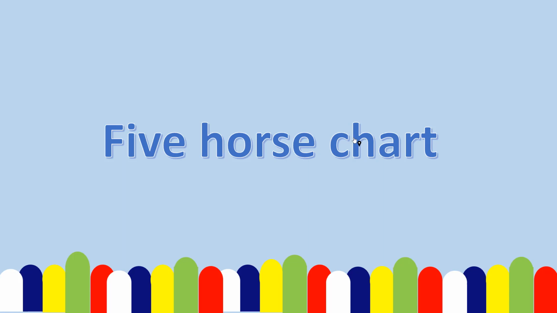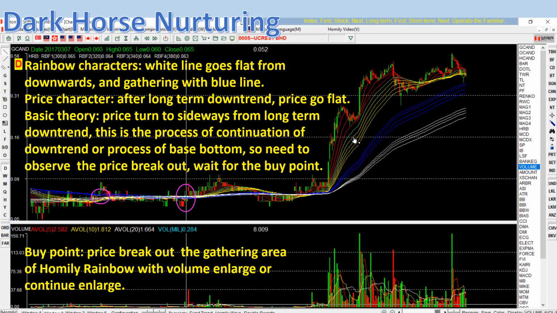Okay, so we learned about the Firehose chart, which also follows the MA usage. The first is the dark horse newborn. The Homing Rainbow character is that the lines go flat after a long-term downtrend and are gathering with the blue line. So here it is gathering with the blue line.